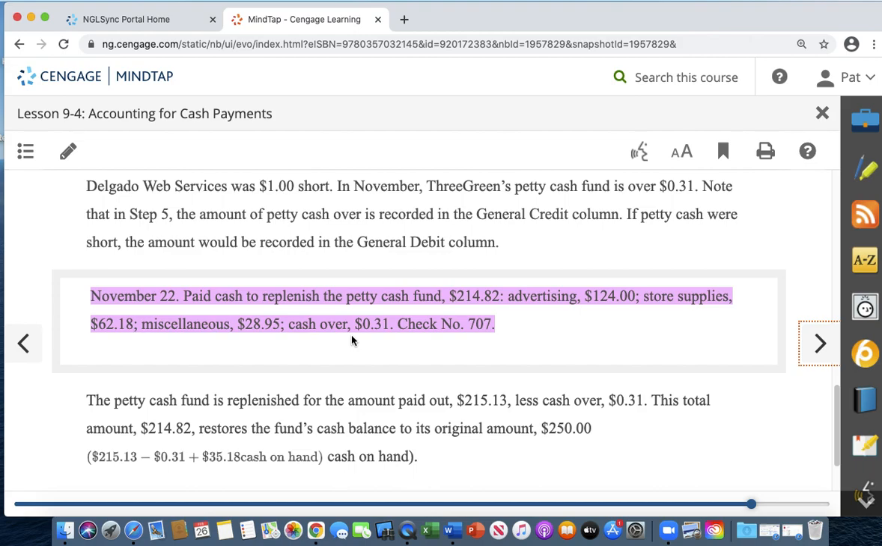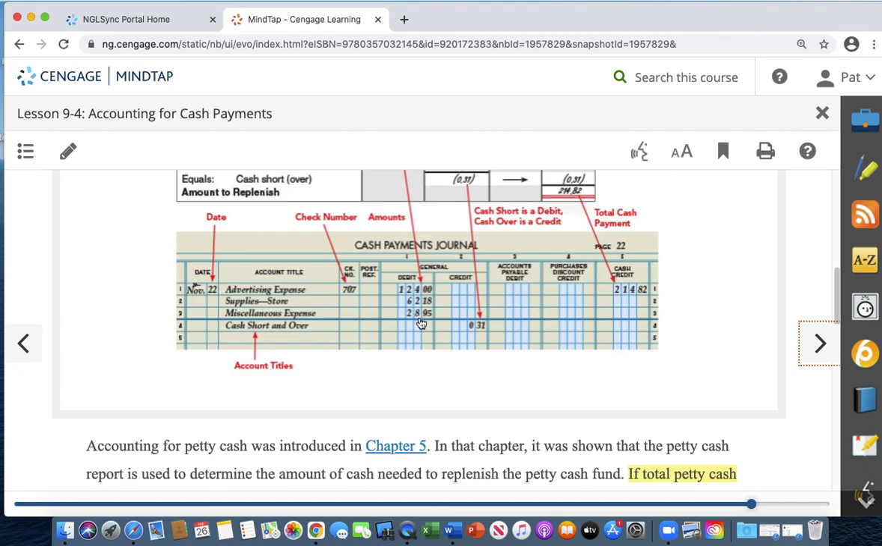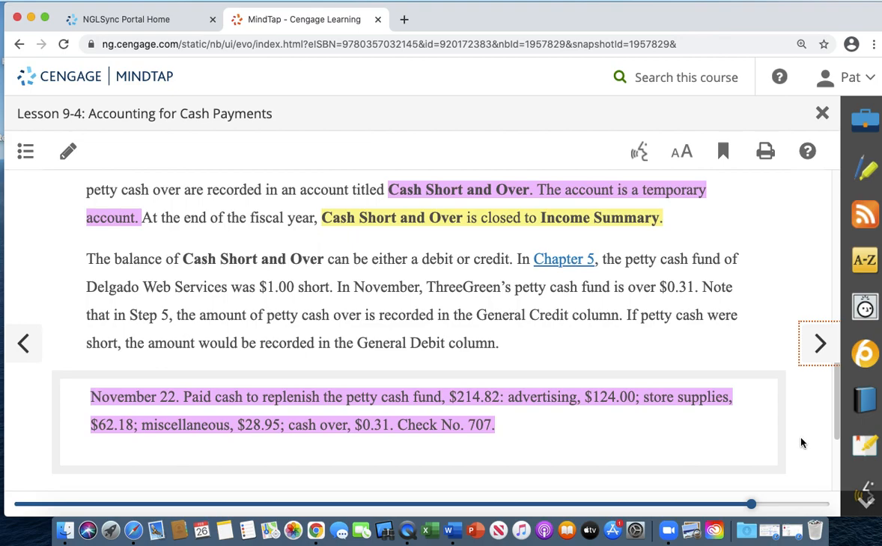So again, you don't have to memorize cash over. Just remember shorts on the left, overs on the right. So short is a debit, over is a credit. Okay, and you go up here and list them. Cash short and over is the account. If it's short, you debit it. If it's over, you credit it. Okay. I guess I did mention cash short and over is a temporary account. What we mean by temporary account now that you did closing entries is that when we use it, we will close it. It's an expense. But that hopefully makes sense.